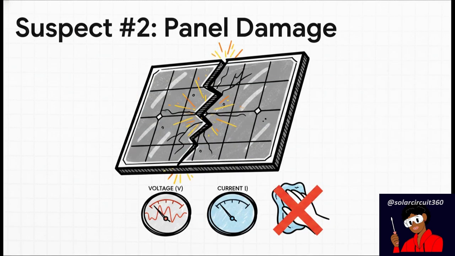All right, suspect number 2 is physical panel damage. Now, this could be something obvious, like cracks you can see from hail or debris, or it could be hidden microfractures inside the cells that you can't see at all.